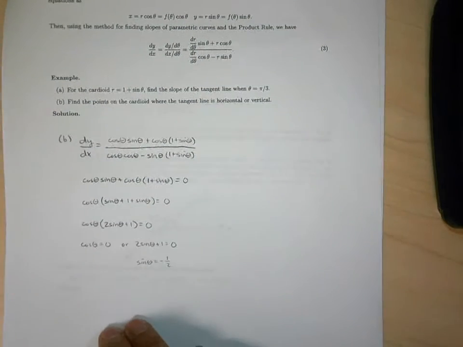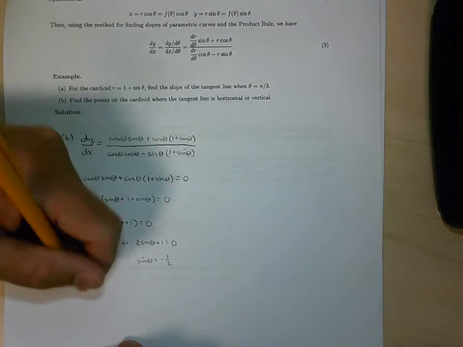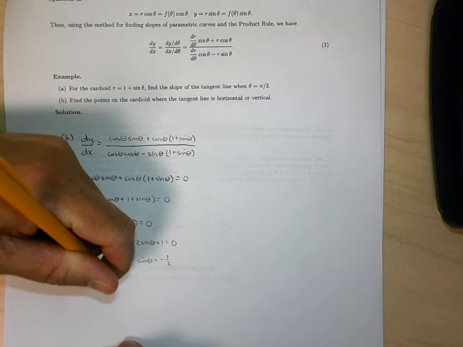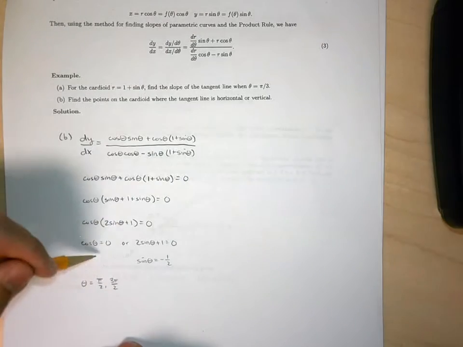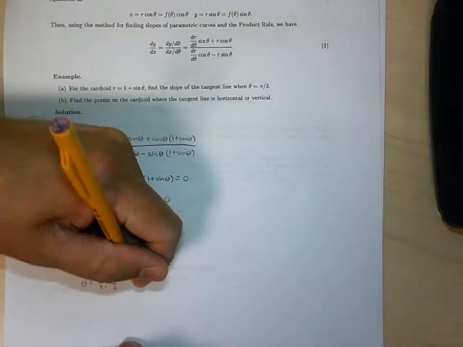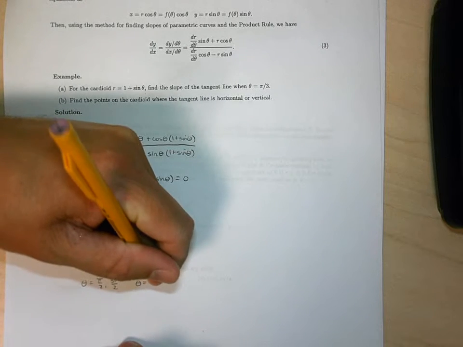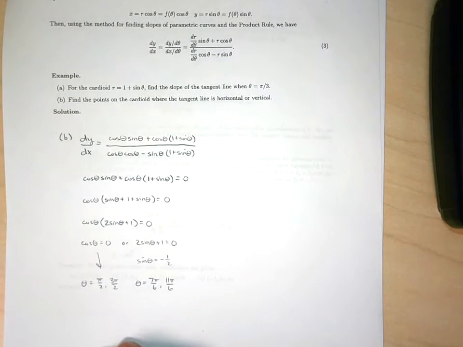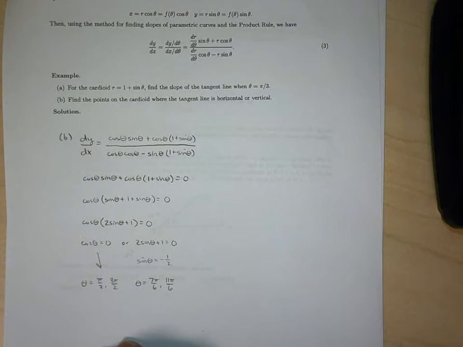So the possibilities here: theta is pi over 2 or 3 pi over 2 for cosine of theta equals 0. For the other one, theta is 7 pi over 6 or 11 pi over 6. That's just if we're going from 0 to 2 pi, which is how we graph the curve. If we go beyond 2 pi, it's just going to repeat itself anyway.